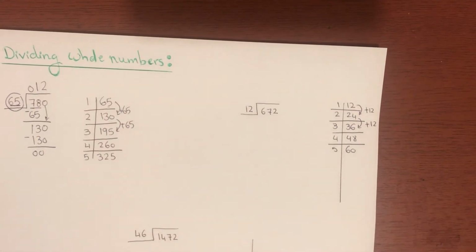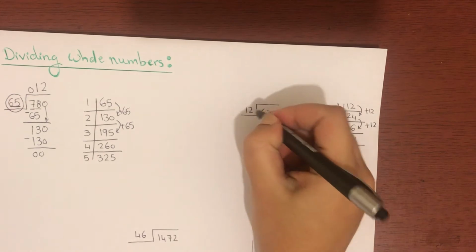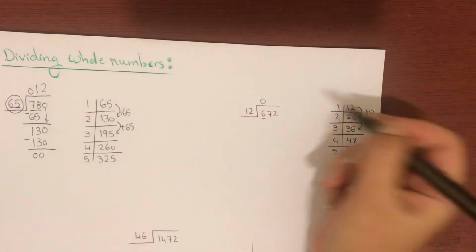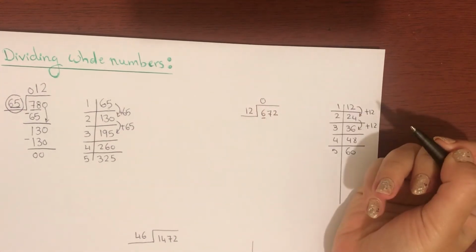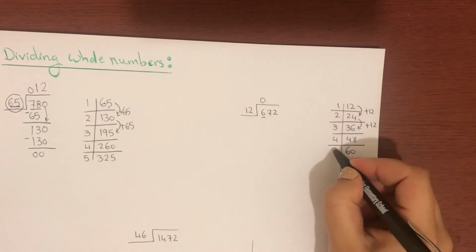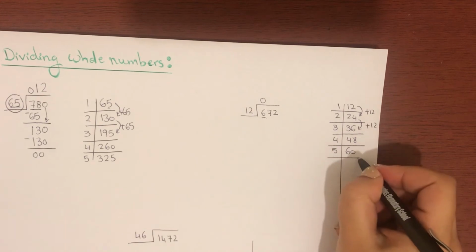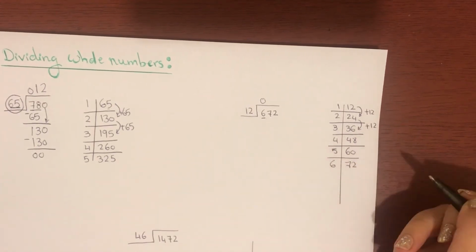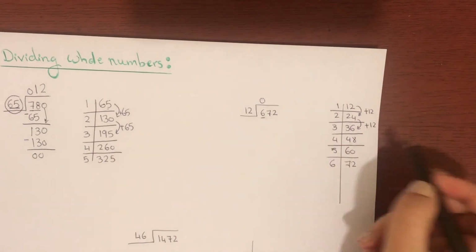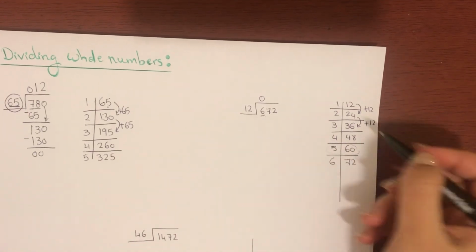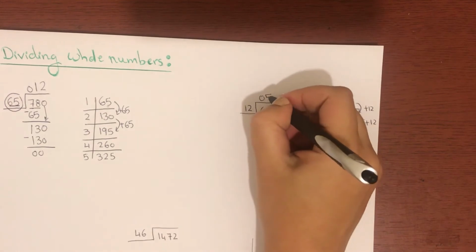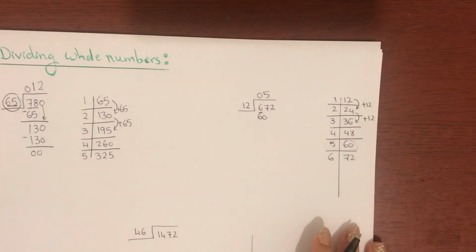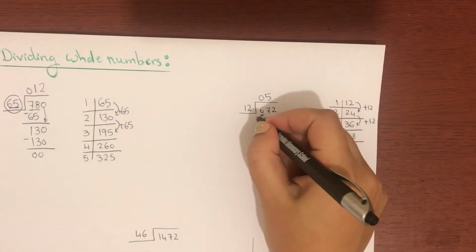Alright, so the first step is, can 12 fit into 6? No, it cannot, because 12 is bigger, so I put a 0. Can 12 fit into 67? Yes, it can. 5 times 12 is 60, but to double check, let's see what 6 times 12 is. 6 times 12 is 72, so that would be bigger than 67, so I'm going to go with the 5. So 12 times 5 is 60, meaning that 12 goes into 67 5 times.